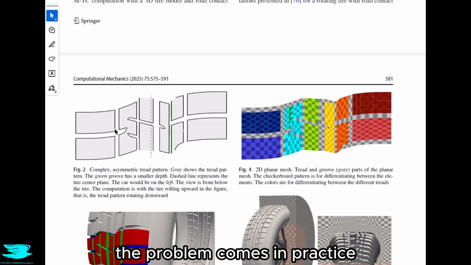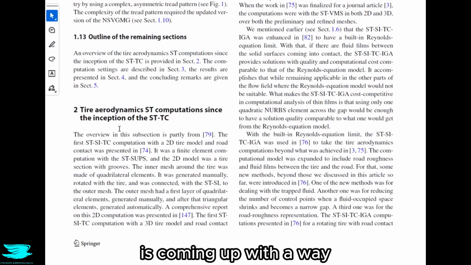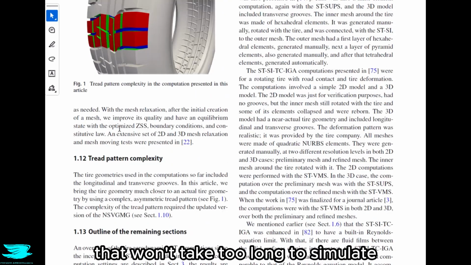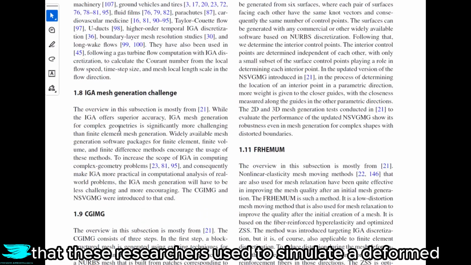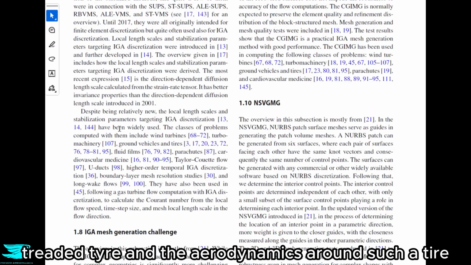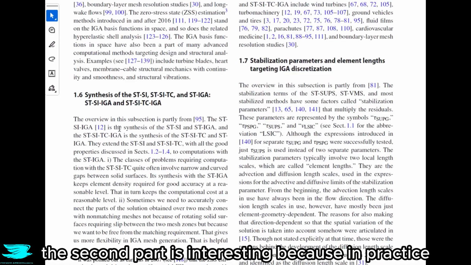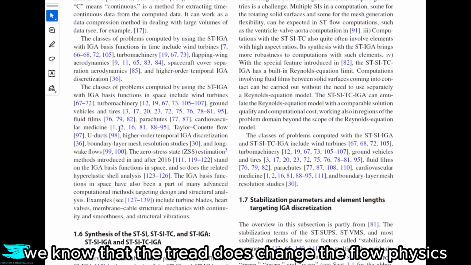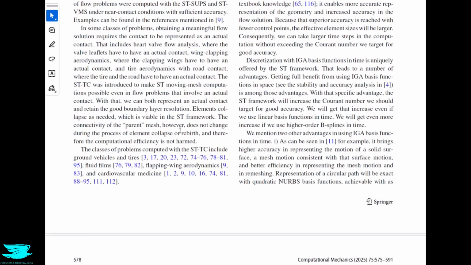But while the ideas are fine, the problem comes in practice. The hard bit about CFDing deformed tires is coming up with a way that won't take too long to simulate. So in this podcast, we'll go through briefly the methods that these researchers use to simulate a deformed treaded tire and the aerodynamics around such a tire. The second part is interesting because in practice, we know that the tread does change the flow physics, and we'll cover why later in this video.